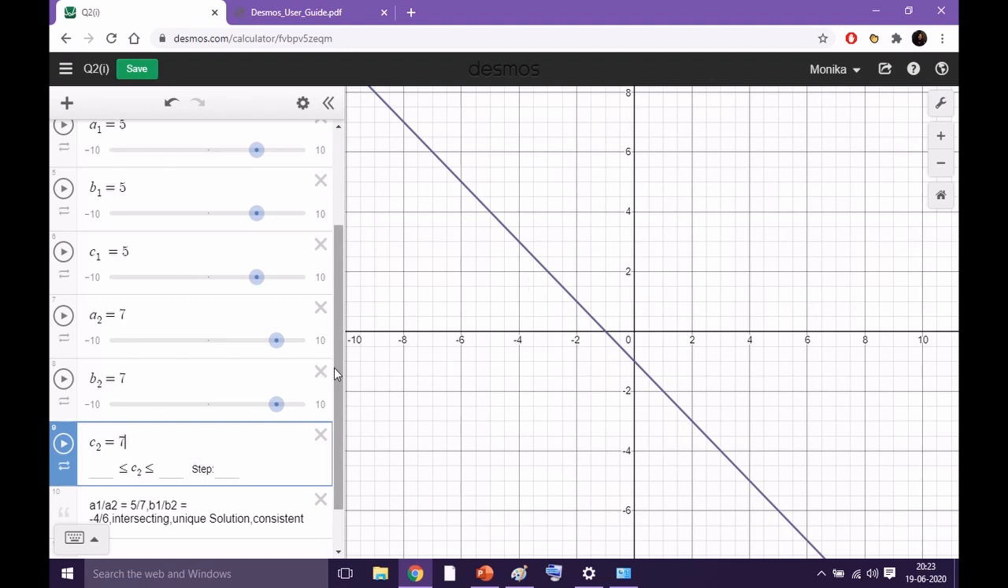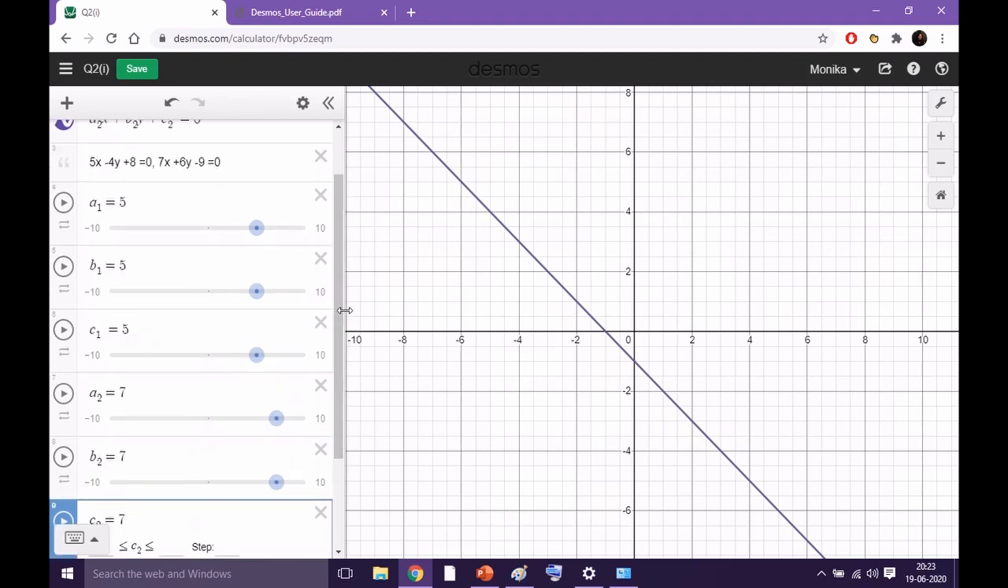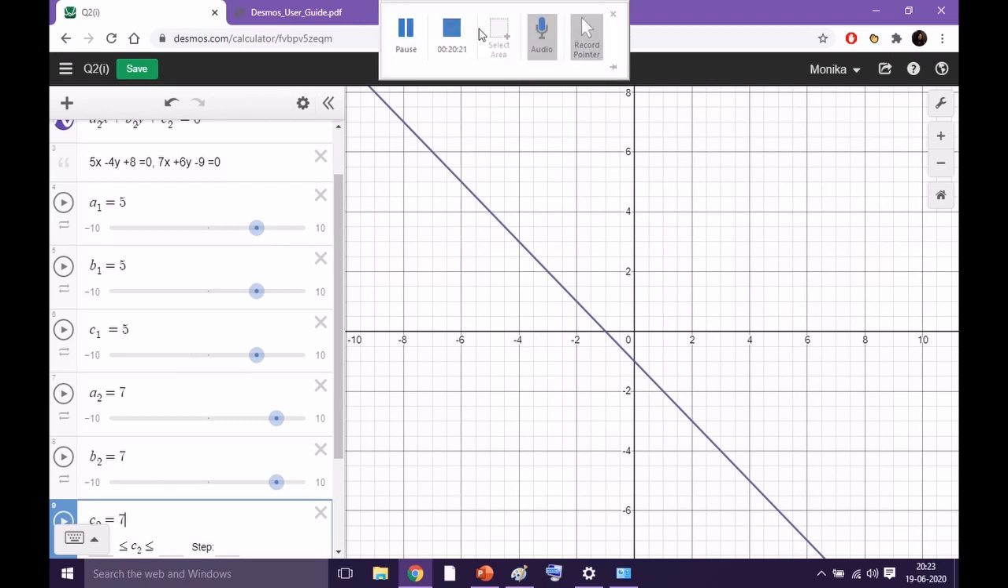Right? I am repeating this: if A1 by A2 is not equal to B1 by B2, lines will be intersecting. If A1 by A2 is equal to B1 by B2, but the third ratio is not equal, lines will be parallel. And if A1 by A2 is equal to B1 by B2 is equal to C1 by C2, in that case you will get that the lines are coincident.